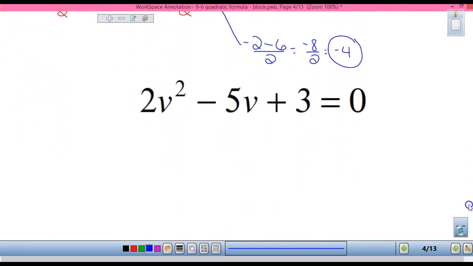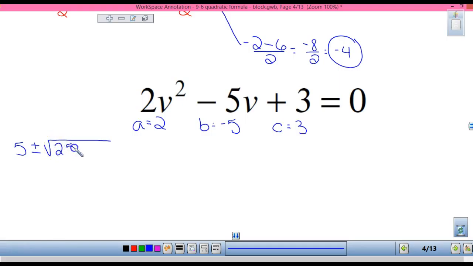So this next one. A equals, B is, and C is. All right, so the opposite of B, plus or minus the square root of B squared, positive 25. Remember, anytime you square something, you're going to get positive. Minus 4 times A times C.